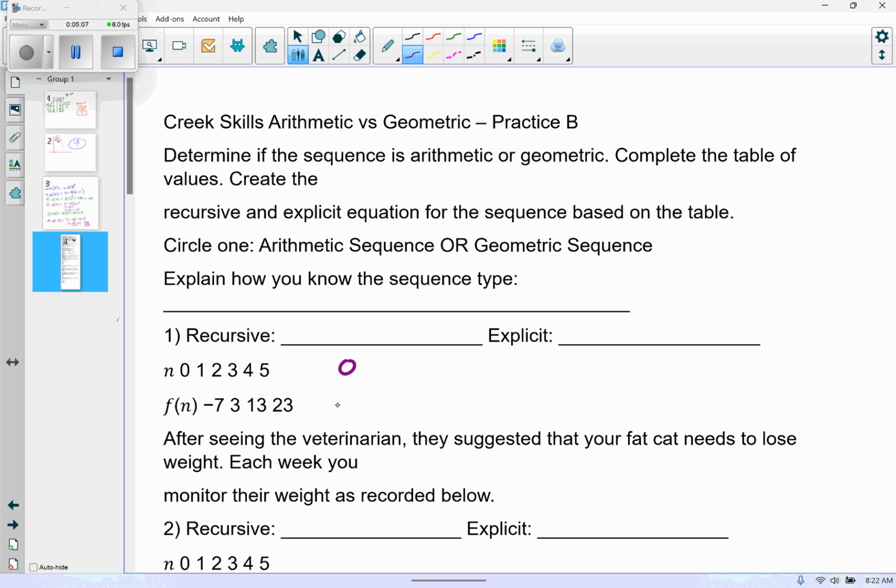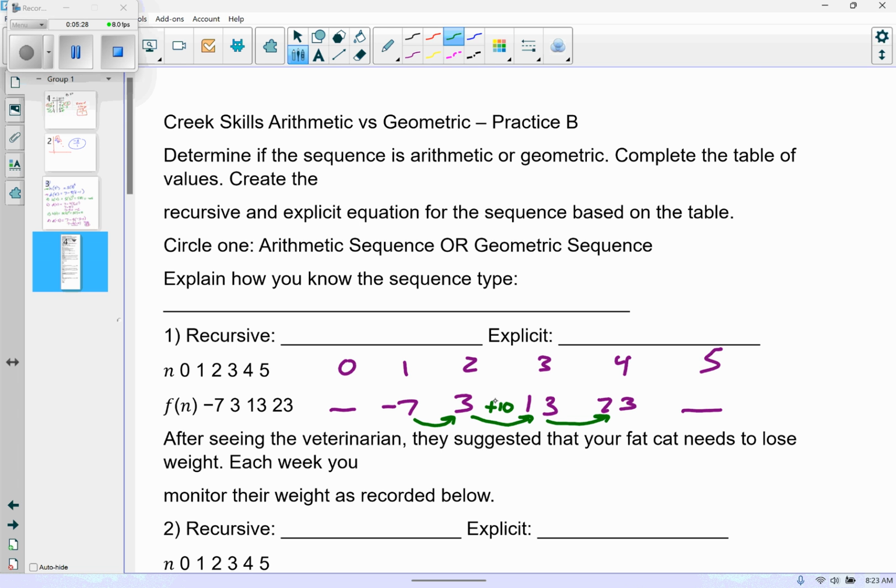So we have 0, a blank, 1, -7, 2, 3, 3, 13, 4, 23, 5, blank. Okay, so let's take a look. What am I doing from each of these terms? What does it appear that's taking place?